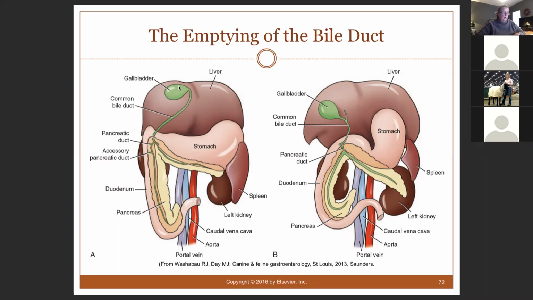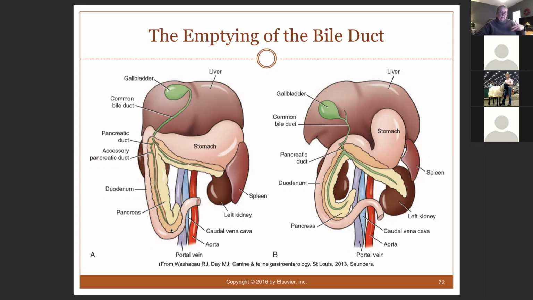You've got the liver, gallbladder, the bile duct empties into the duodenum, and then here's your pancreas, and it deposits its digestive enzymes into the duodenum. Now, your spleen and kidney are in this picture. They are not having a digestive function. That's just where they are anatomically. You do have the aorta, which is going to the abdomen, and the vena cava is the blue one here, which is going back.